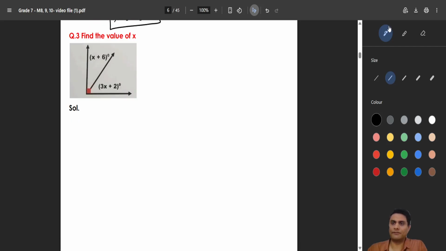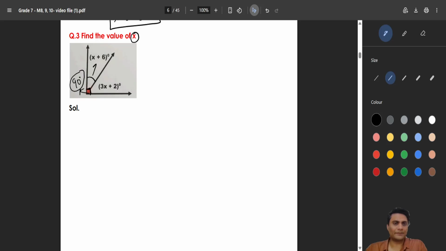They said find the value of x. Boys, you see this picture? Do you see the L shape and also a box here? What does it mean? Complementary or supplementary? It means complementary. The total should be how much? 90.